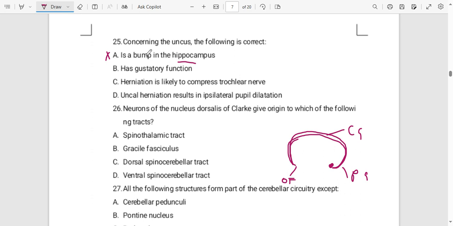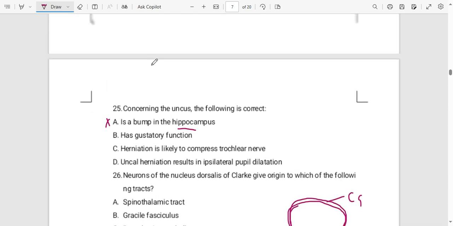Actually, the uncus is a bump not in the hippocampus, but in the temporal lobe, near the hippocampus, because the parahippocampus is actually related. Why do we call it parahippocampus? Because it is just next to the hippocampus, parallel. So it is a bump in the temporal lobe. I just wanted to mention these functions on top.